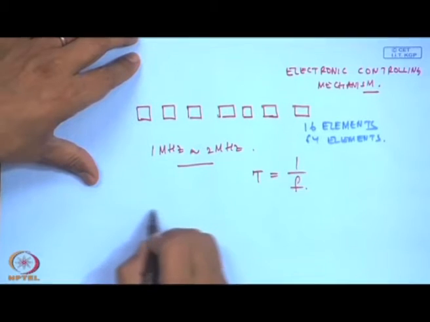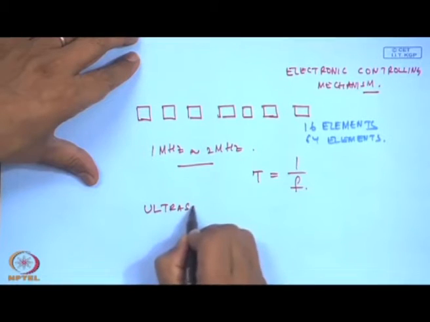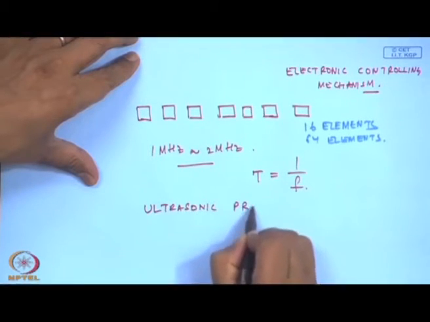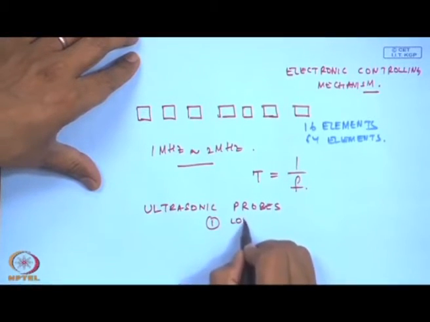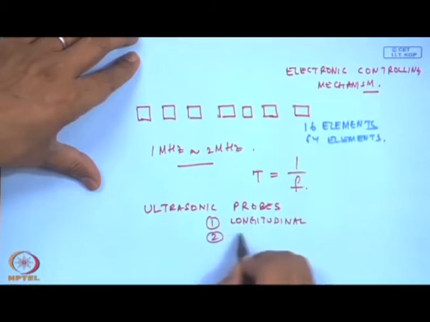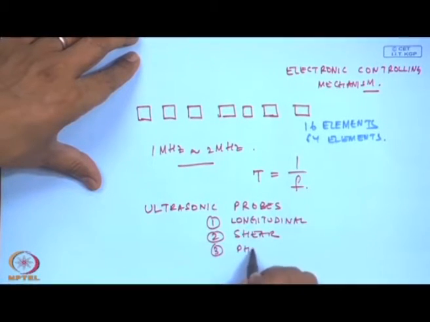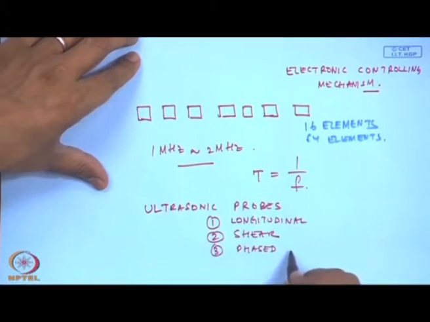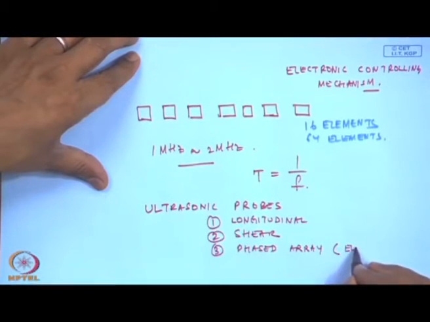So, these ultrasonic probes are available in many forms. One is the longitudinal probe, the other is the shear wave probe. Shear wave probes are actually angular, and then we have the phased array. A phased array probe is actually many such ultrasonic probes held together, and through an electronic circuit we can generate beams.